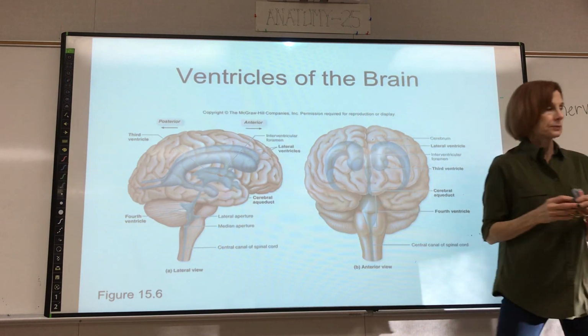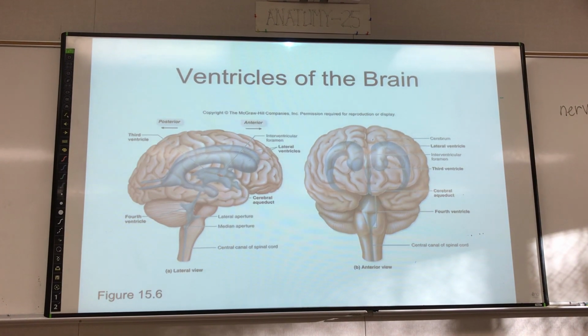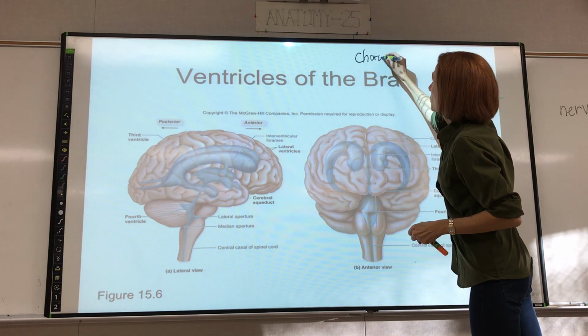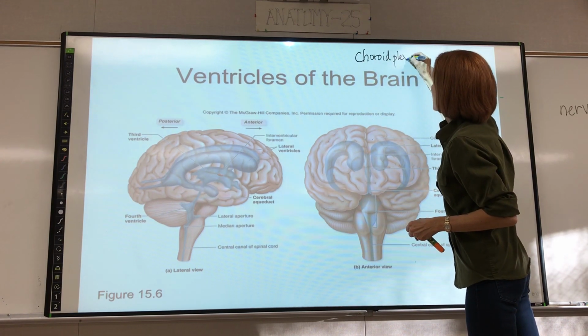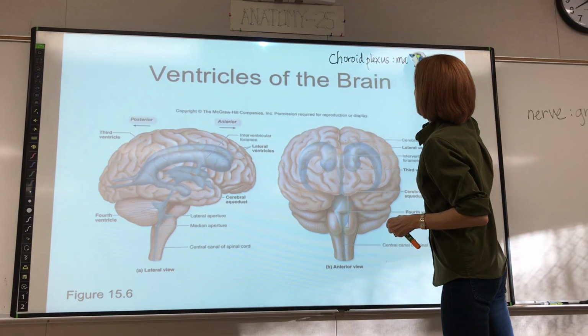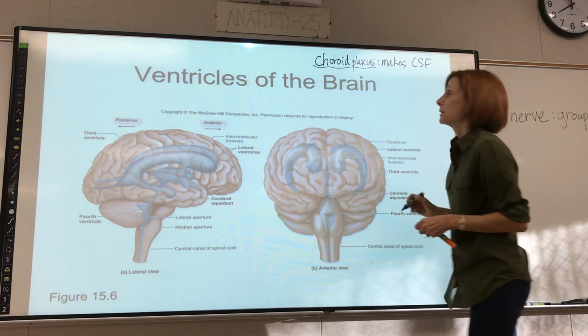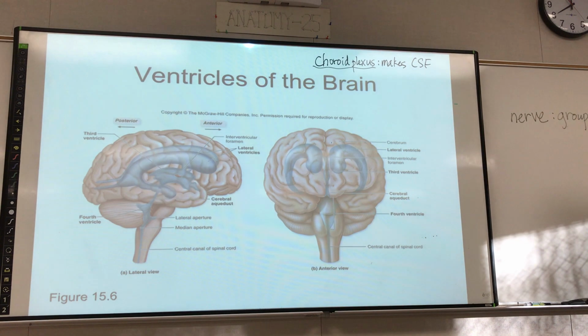Okay, so first of all, in each ventricle, there is an area called the choroid plexus. And that is what actually makes cerebrospinal fluid. Okay, choroid plexus, it makes CSF. I'm just going to abbreviate cerebrospinal fluid. We talked about this a little bit last time.